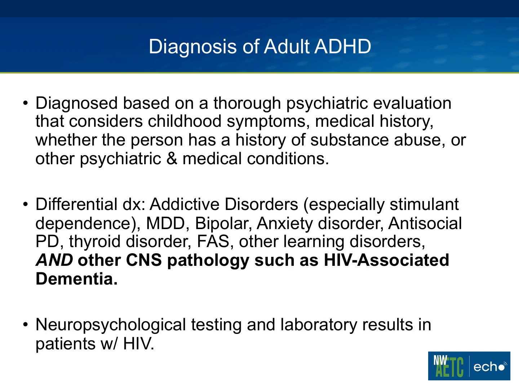So the differential diagnosis includes addictive disorders, especially stimulant dependence, because people can appear quite speeded up and over talking and interrupting. People can appear like they have poor concentration skills actually when they're high on stimulants. But also major depressive disorder, poor concentration is one of the symptoms of MDD, as well as with bipolar disorder and mania, as well as with anxiety disorder. We also have to rule out antisocial personality disorder, thyroid disorders, and fetal alcohol syndrome, which could have symptoms of inattention and concentration. There are other learning disorders as well.